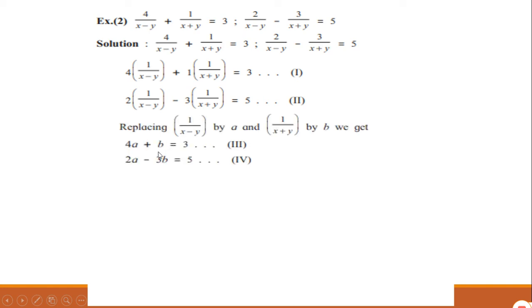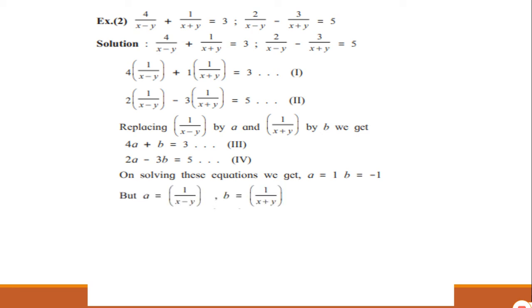So equation becomes 4a plus b. See, 4a plus 1b means b equal to 3. 2a, put here new variable a, minus 3 into b equal to 5. This is the fourth equation. Now again solve these equations. On solving these, we get a equal to 1 and b equal to minus 1. But resubstitute the values of a and b.